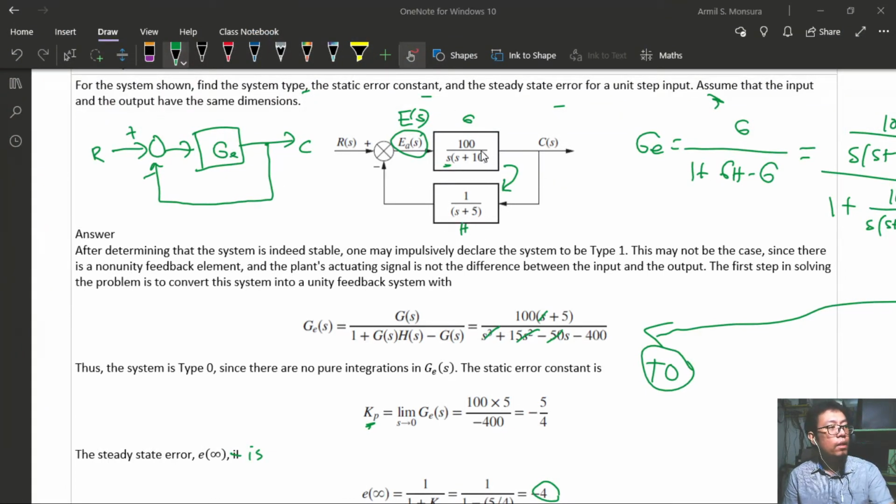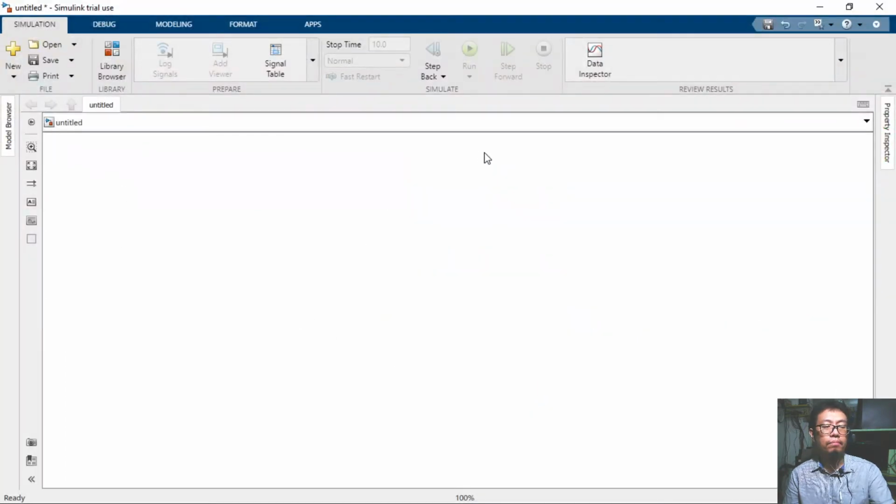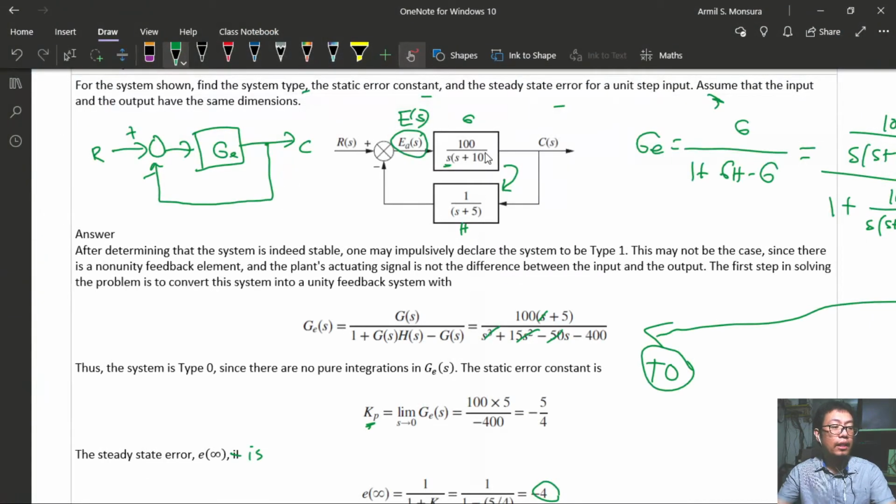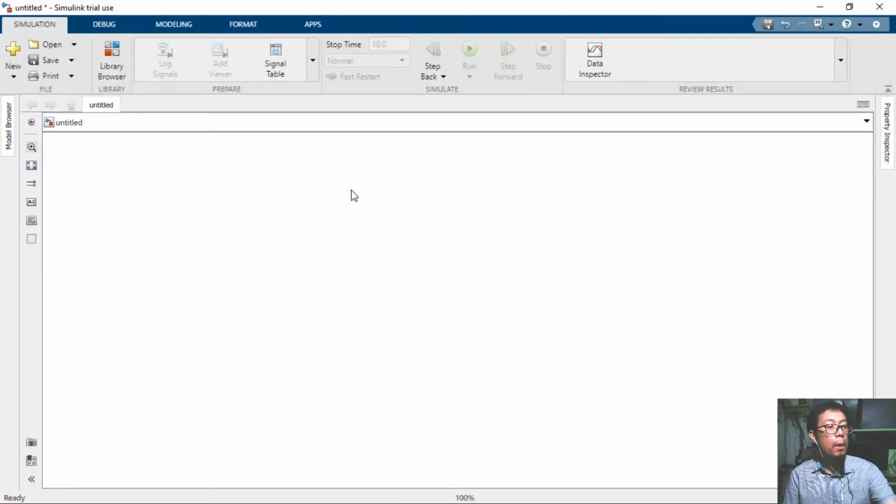Pero again, katulad nung pag-express nyo ng transfer function sa MATLAB, you can express also your transfer function sa Simulink using the transfer function manner. Yung ibig sabihin, naka-polynomial form siya. O kaya pwede rin naman siyang zero pole gain, o ZPK. Now in this case kasi mas madaling gamitin dito yung ZPK. So let's use the ZPK.